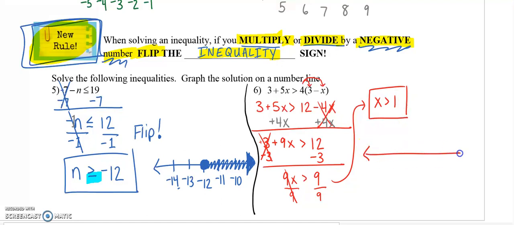And then to graph it, again, draw that number line, plot the number, plot a couple bigger, a couple smaller, just so we have an idea where on the number line you are. And then this is going to be an open circle. Greater than is to the right. Boom, there it is. Done.